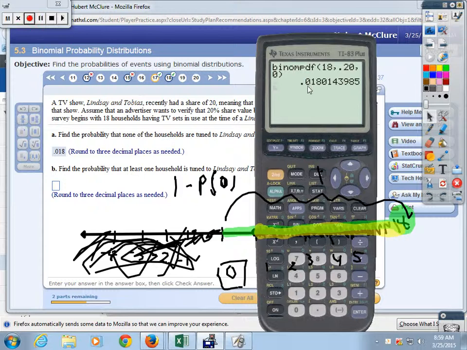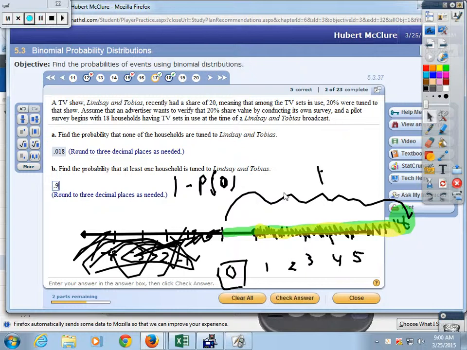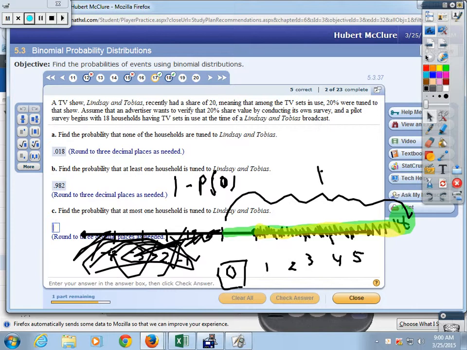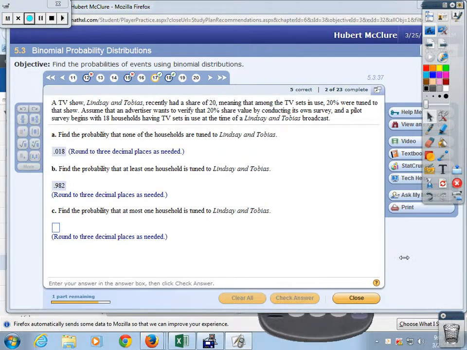And of course we did that right up here, but I'm doing it again. And that's 0.018. Now, that is the probability of this guy right here. So I'm going to say 1 minus inverse answer, which is the little negative sign beside the enter, and that's equal to 0.982. So my answer for B is 0.982. It's a miracle. All right, you do this one.